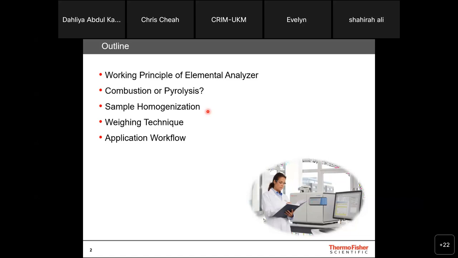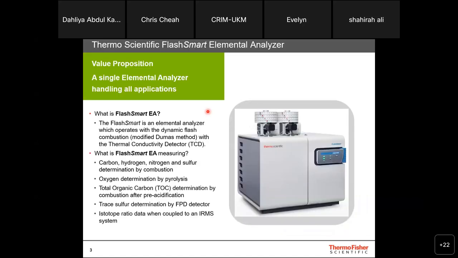If you have any questions, just type in the chat box and I can pause in between each section, then we can discuss in detail. Okay, so this particular instrument is called an elemental analyzer, and it operates what we call the modified Dumas method.